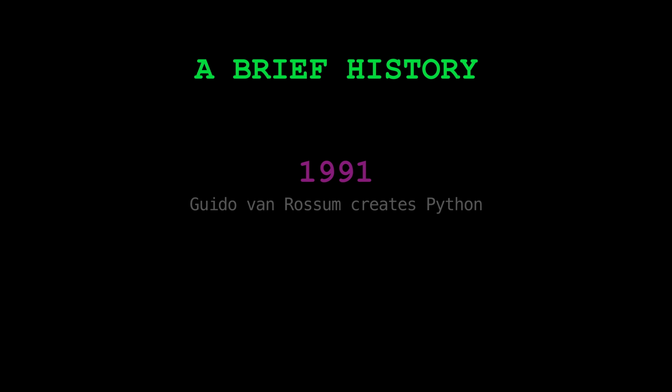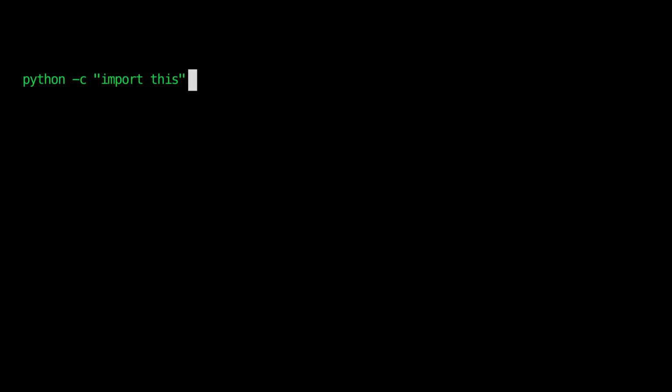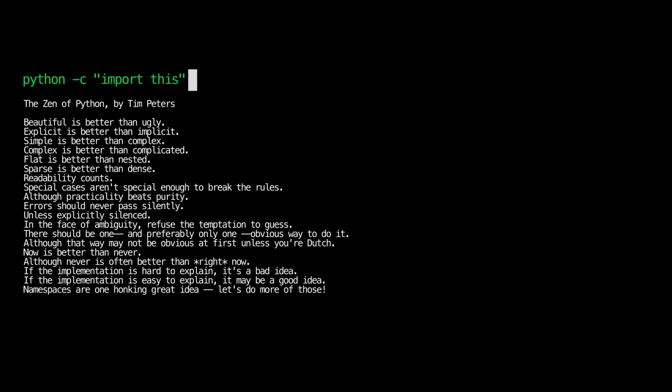Python was created by Guido van Rossum and first released in 1991. Its core design principles were readability, simplicity, and elegance. Beautiful is better than ugly is the first line of the Zen of Python, and the community has a word for code that follows Python's philosophy: Pythonic.